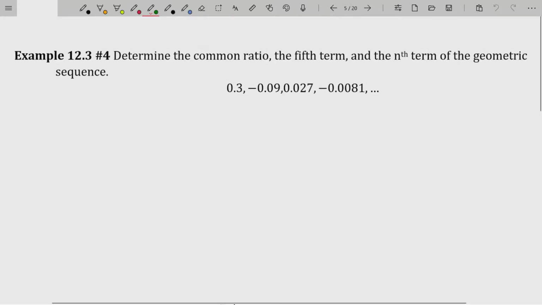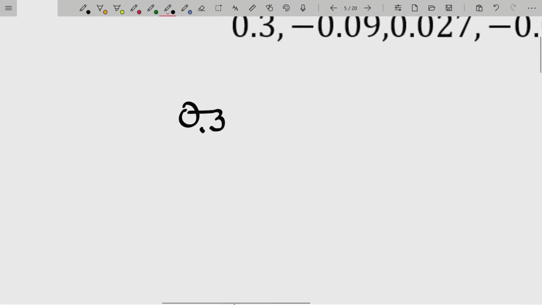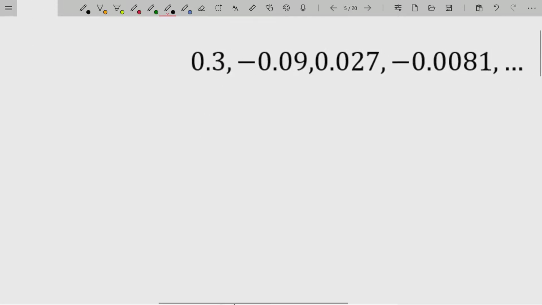So in this sequence of numbers, we're asked to determine the common ratio, which means they're implying immediately that this is a geometric sequence. So determine the common ratio, the fifth term, and then the nth term of this geometric sequence. Well, let's go ahead and list them out. I like to stack them if you haven't noticed. I like to write them as stacked values. So I'm going to go ahead and do that here.